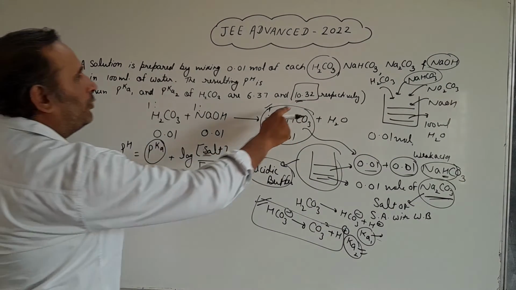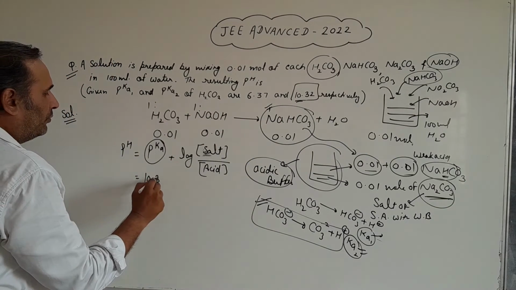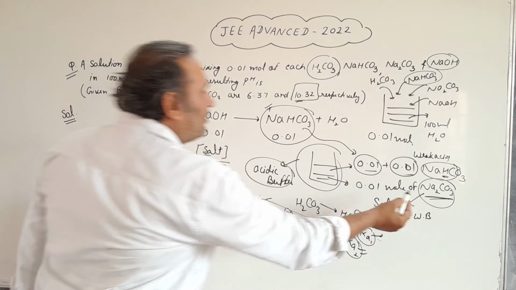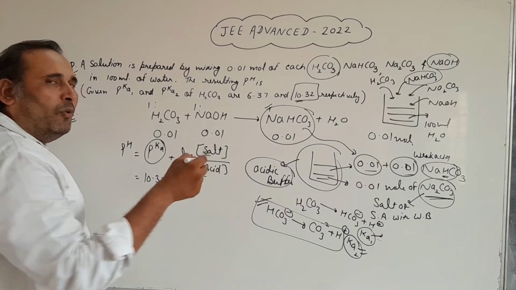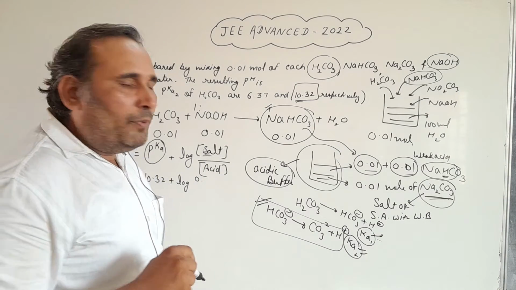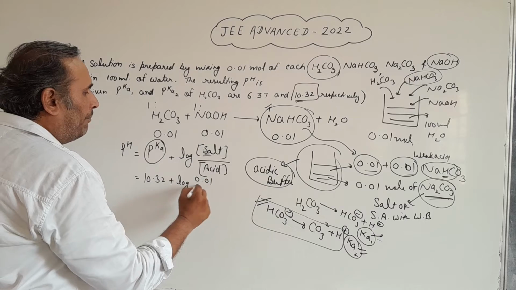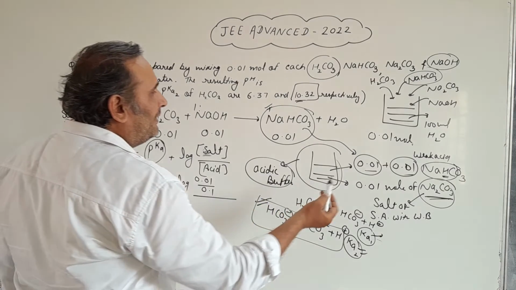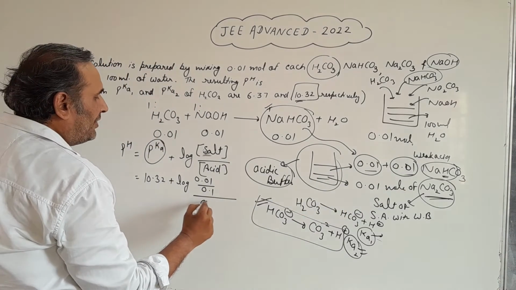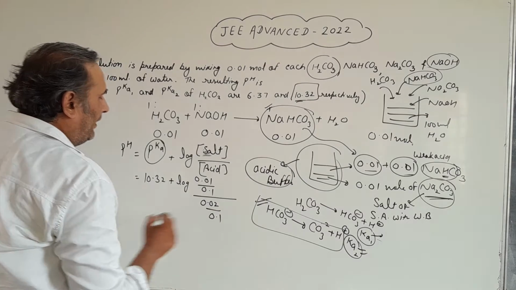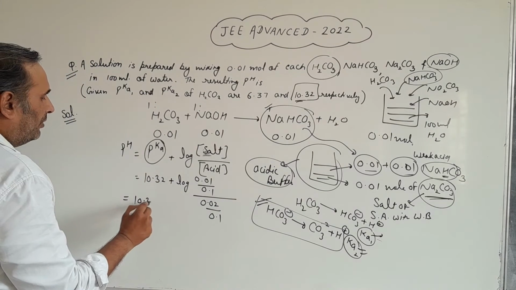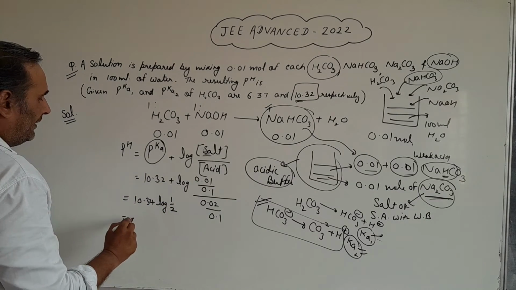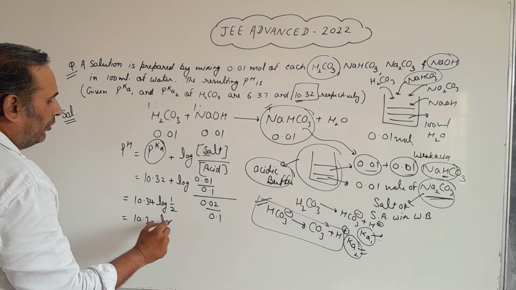Now what is the pKa2? pKa2 is 10.32, plus log. What is the concentration of salt? Salt means Na2CO3. What is the concentration? Concentration means number of mole of solute divided by volume of solution. So 0.01 upon 0.1, divided by the concentration of acid. Now what is the acid? Acid is NaHCO3. So its concentration is 0.02 upon 0.1. So finally we will get 10.32 plus log 1 by 2. If we solve it, we get 10.32 minus log 2.